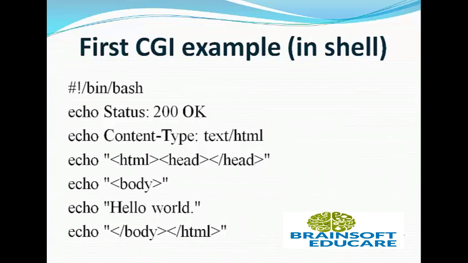Echo in angular brackets html head, and we complete the head part in angular brackets. Echo the body part, and echo the word you want to print on the computer screen, that is hello world. And echo in angular brackets we complete the body part and html part. So in this program the output is hello world in the shell language.